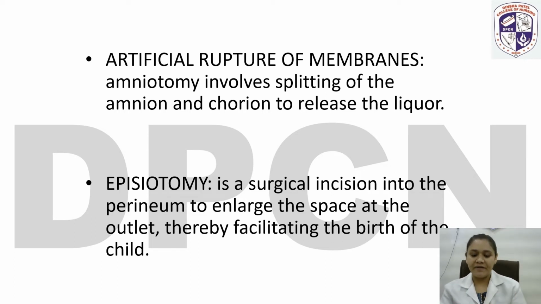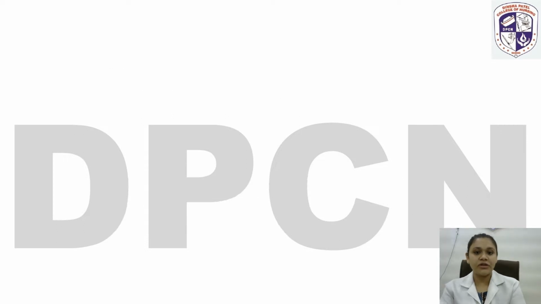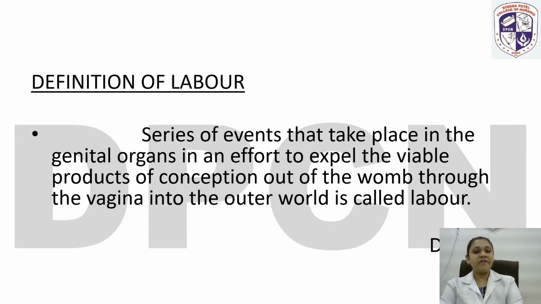This is a simple definition we can go through for the labor process. Another definition of labor is a series of events that takes place in the genital organs in an effort to expel the viable products of conception out of the womb through the vagina into the outer world. That is called labor.